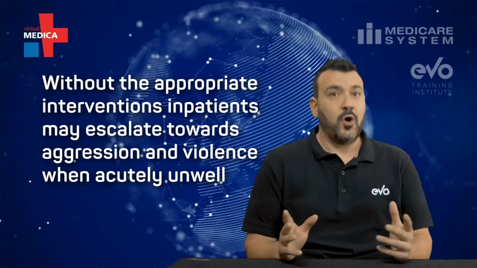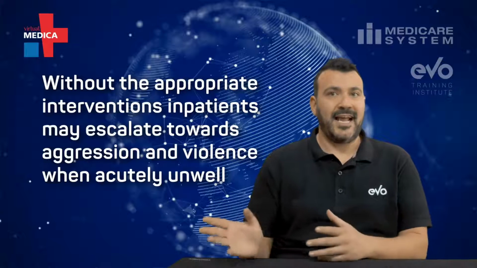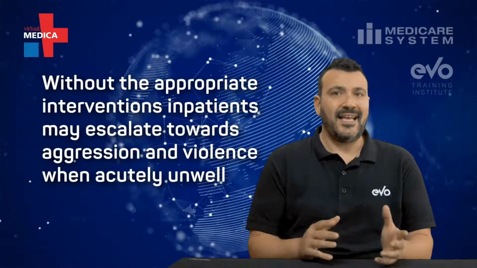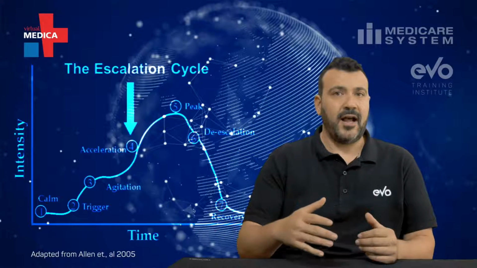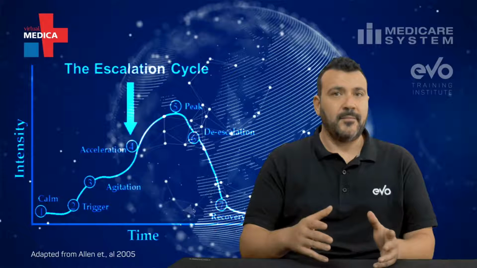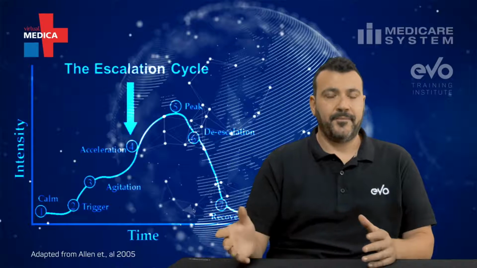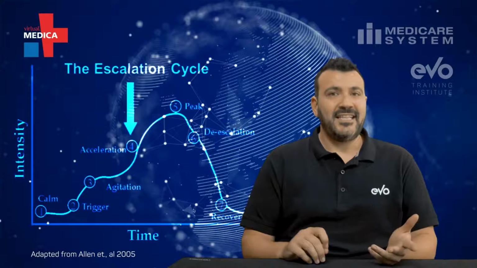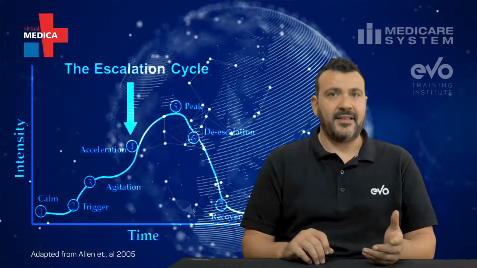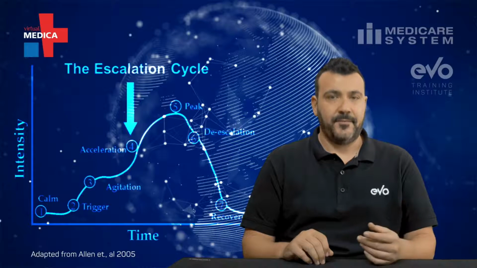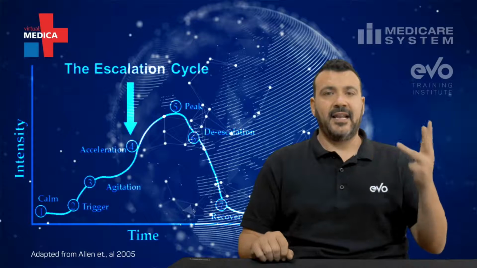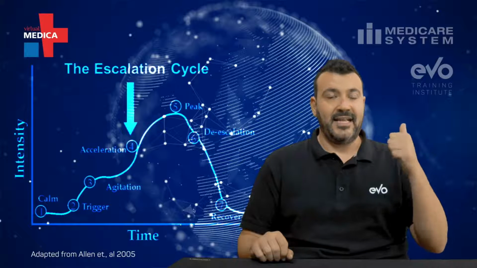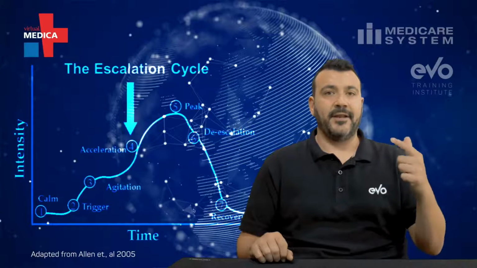As important as knowing the prodromes or warning signs is knowing the cycle of escalating agitation. This knowledge will be essential for us to act on time and properly. The agitation escalation cycle is divided into 7 phases: calm, trigger, agitation, acceleration, peak, de-escalation, and recovery.